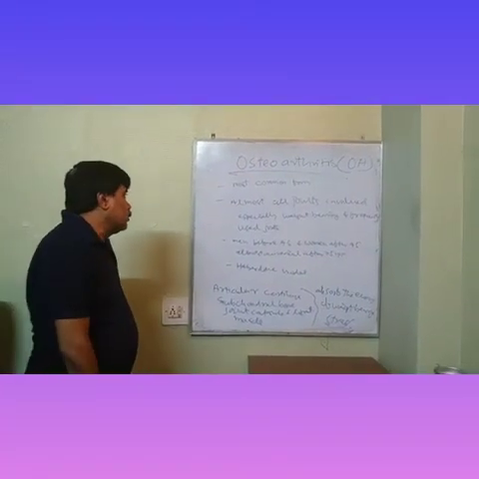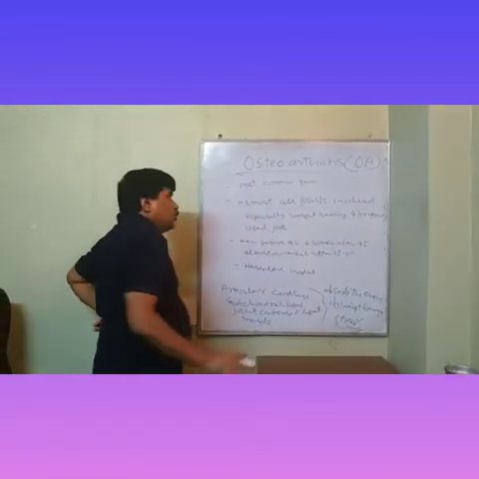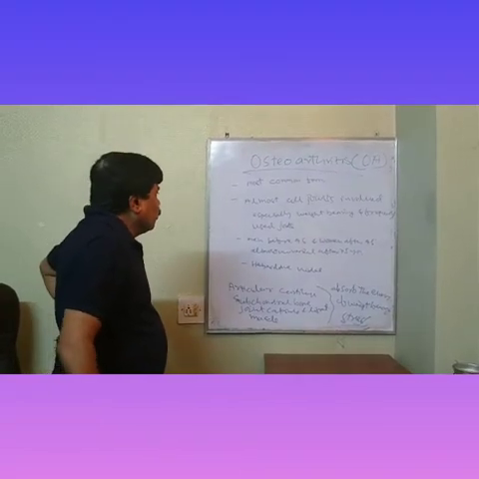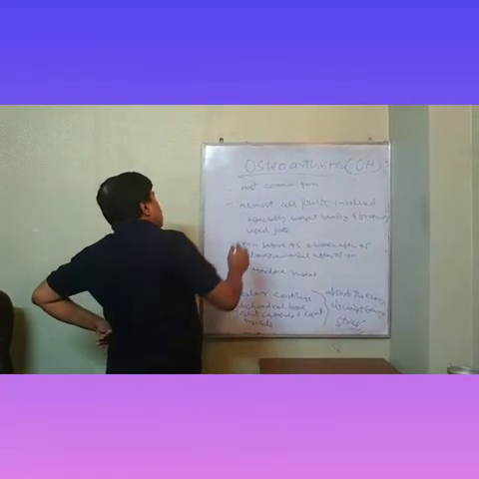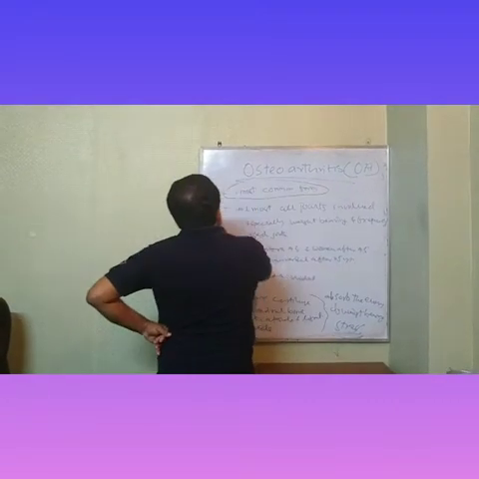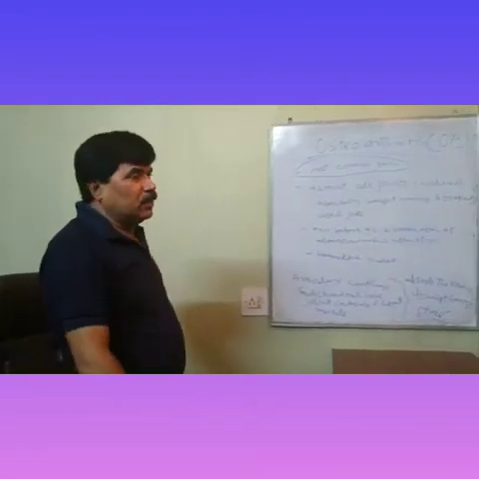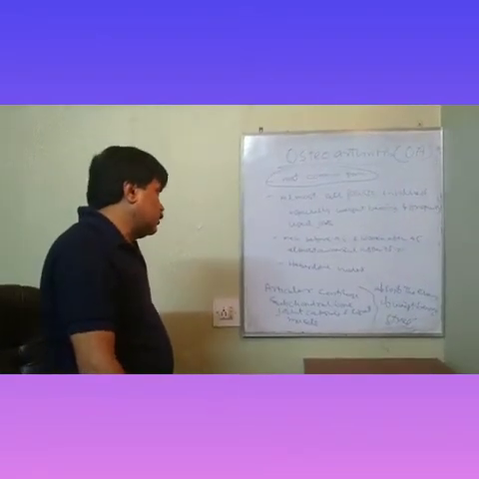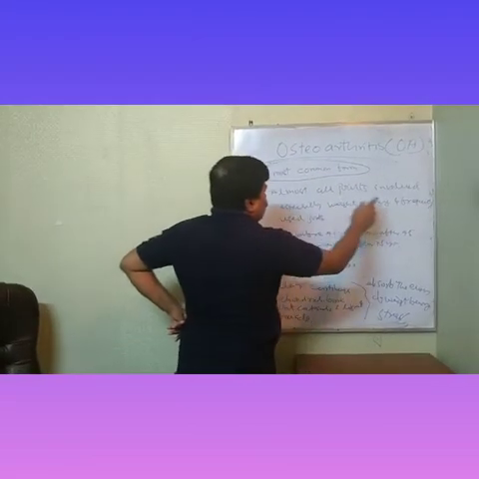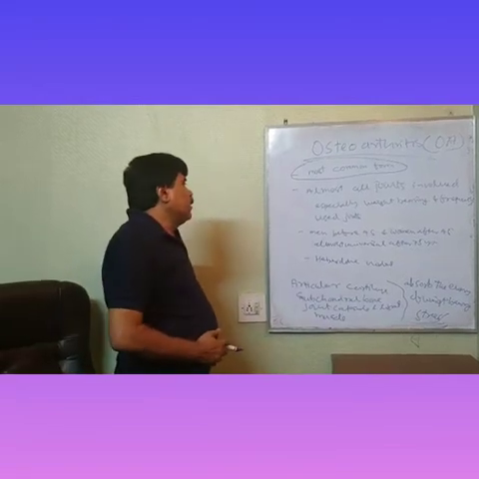Now we come to osteoarthritis, simply called OA. This is the most common form of arthritis. There are so many types of arthritis, but the most common form is osteoarthritis. Usually, almost all joints can be involved in this process.